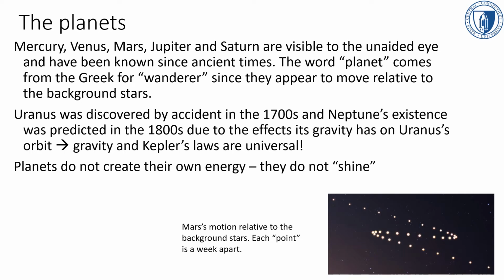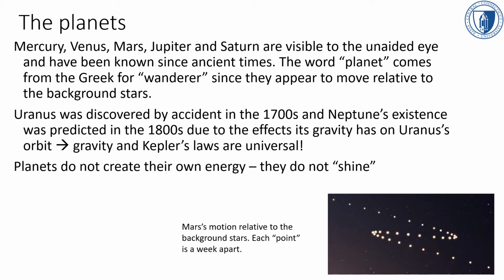Now, when people ask who discovered the planets, well, most of the planets you can see without a telescope, so they've been known since ancient times, which is why they're named after ancient Roman gods and goddesses. But Uranus was discovered by accident. Neptune was predicted and then discovered. More on that in another really short video.